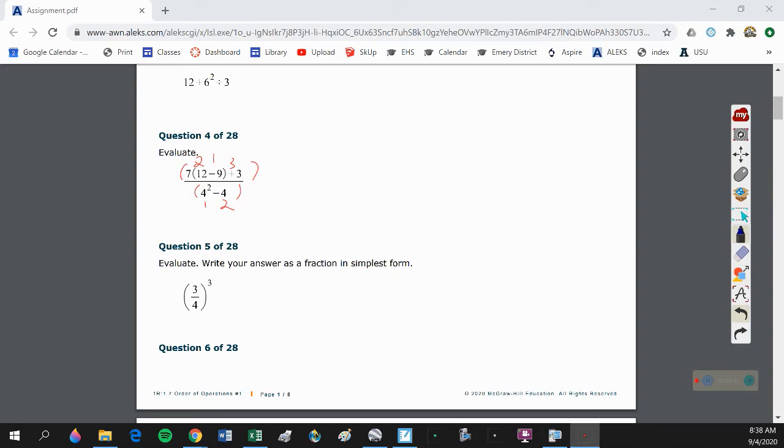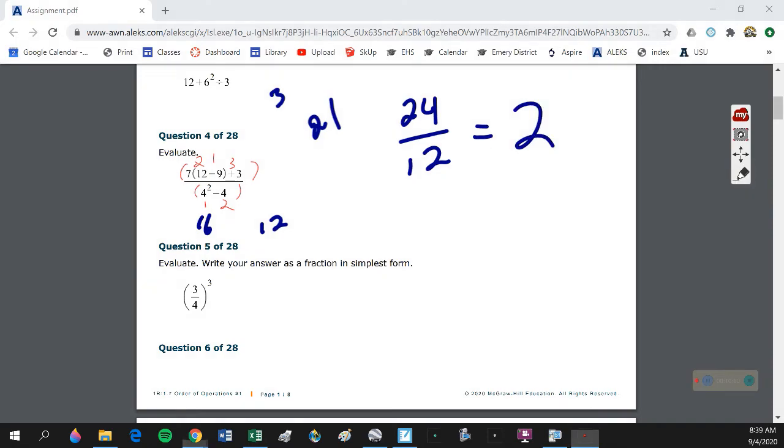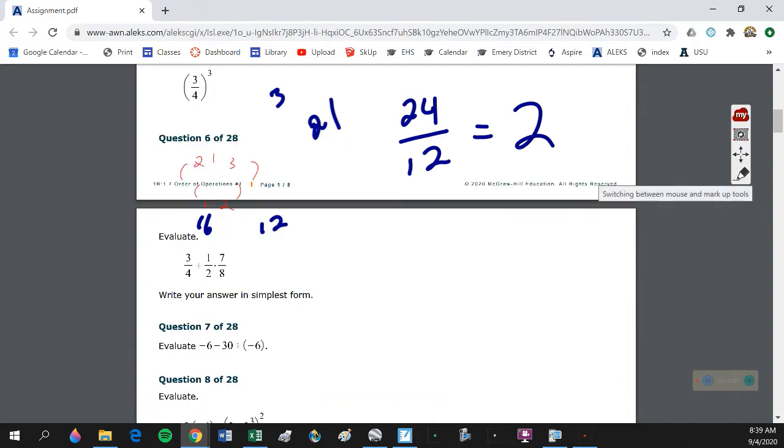So 12 minus 9 is 3. 3 times 7 is 21. 21 plus 3 is 24. And then 4 squared is 16. 16 minus 4 is 12. So I get 2. All right, let's look through this and see how difficult they get.